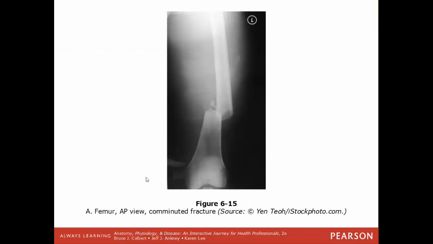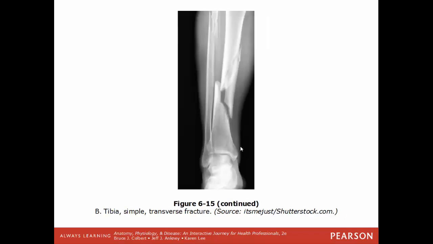Here are some images of the common types of fractures. Comminuted fracture, where you can see multiple pieces here. A simple transverse fracture of the tibia, the main shin bone. You see the break here and also here very clearly. And it's a simple fracture because it's not breaking through the skin. This is a closed fracture.